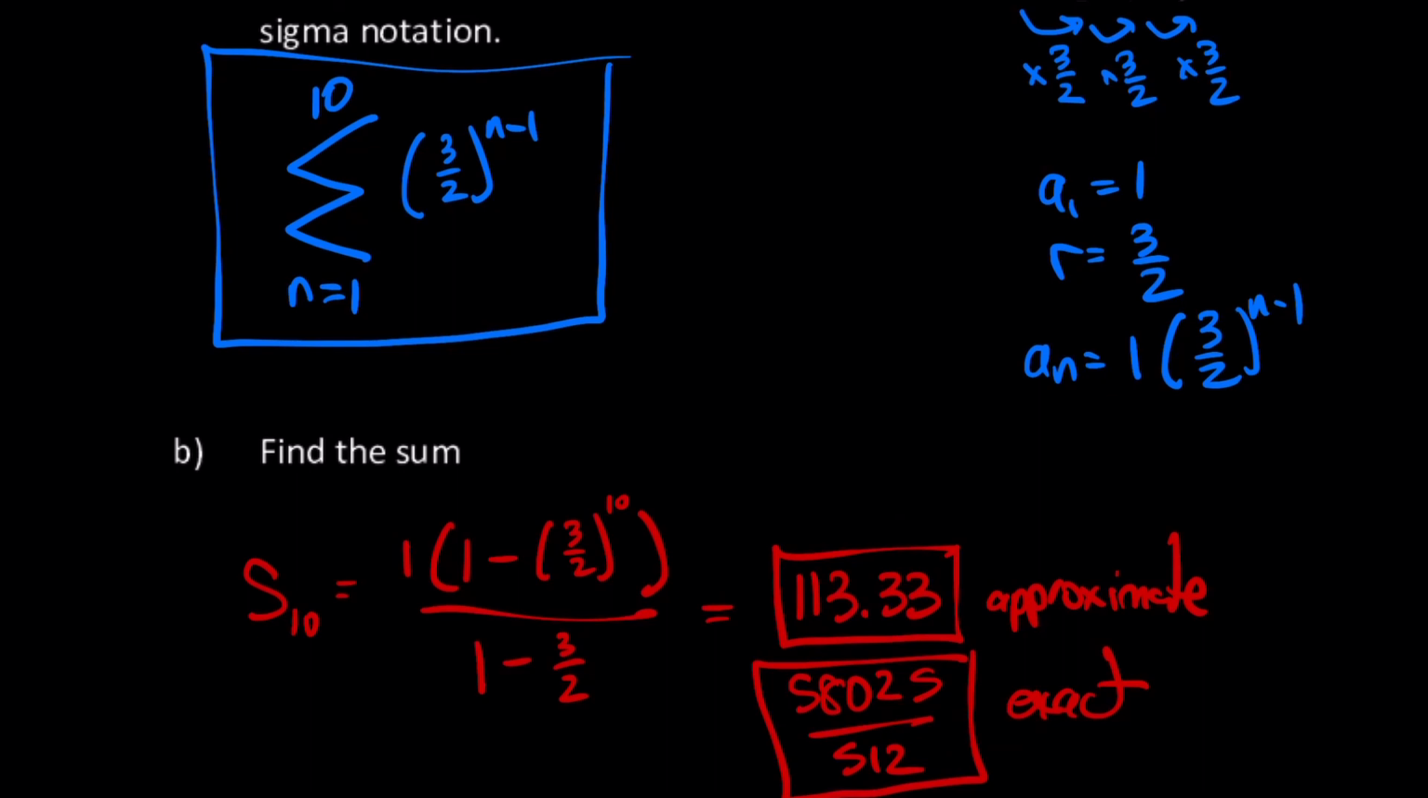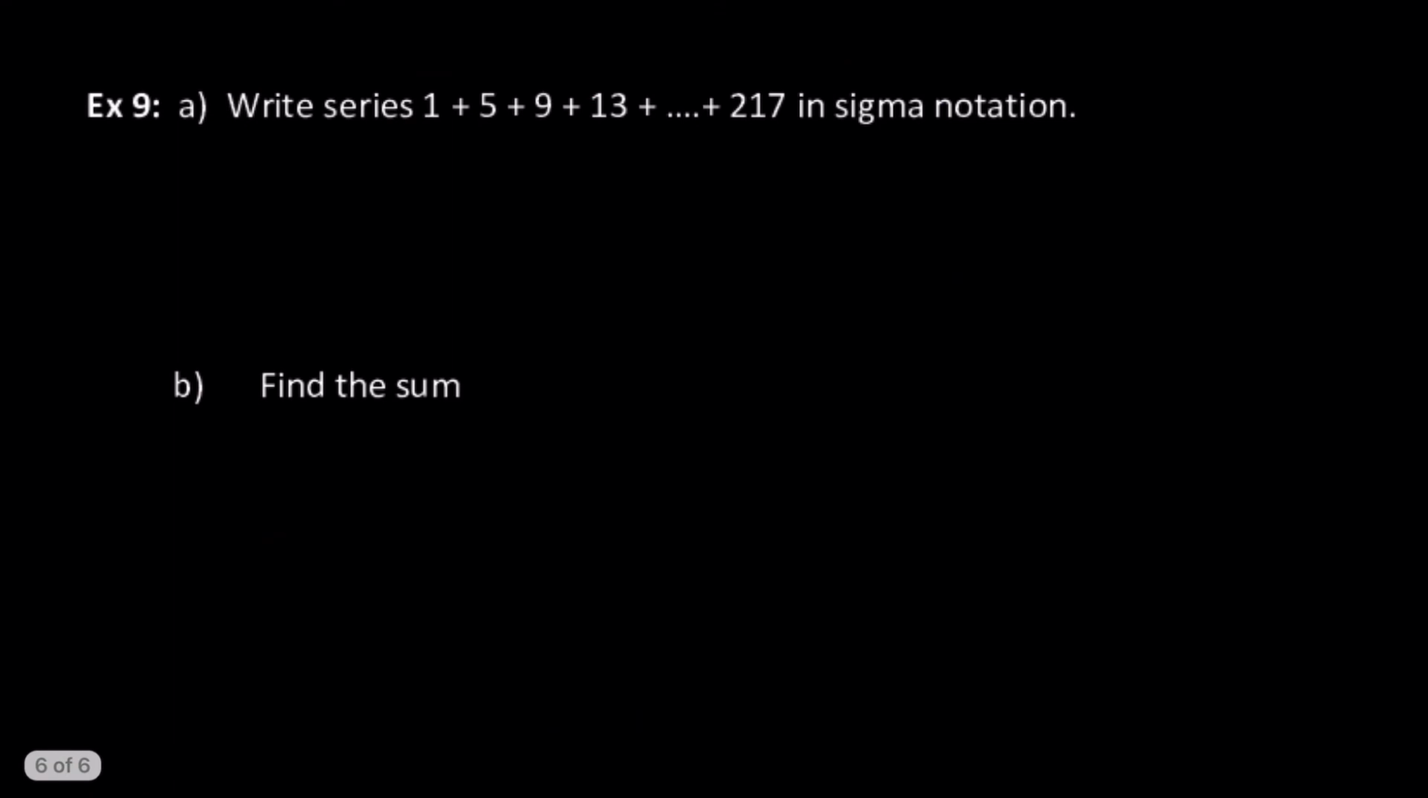Okay, one more, last example here. Write the series 1, 5, 9, 13 plus 217 in sigma notation. Find the sum. Wow, all right, well, what are we doing? 1 goes to 5, 5 goes to 9, so I'm adding 4 each time. So what do we know? We know a sub 1 is 1. We know d is 4.